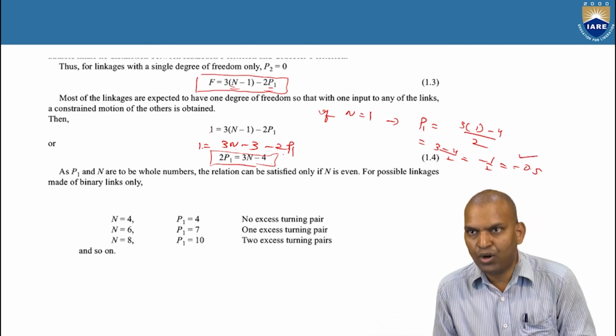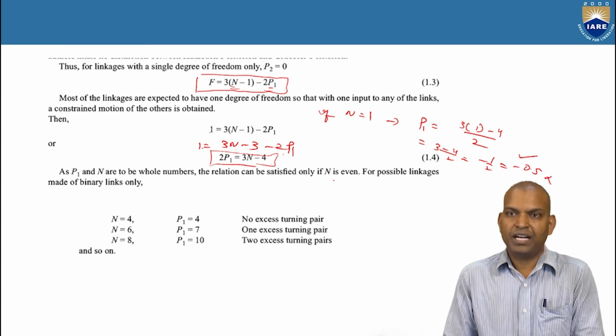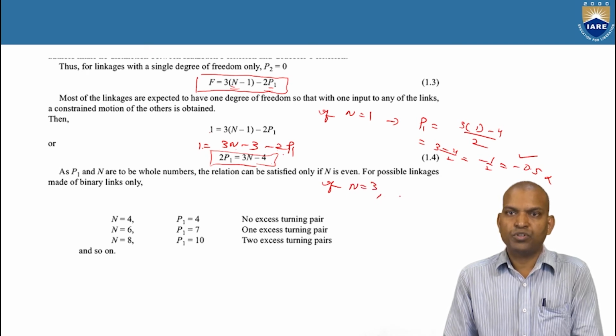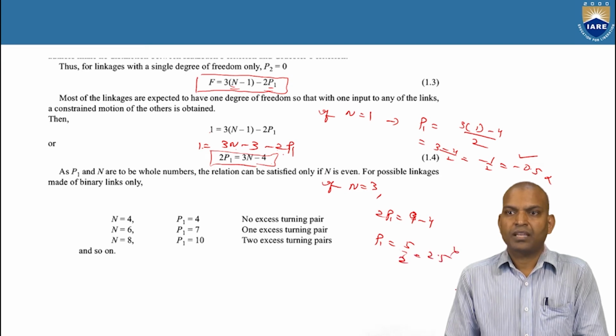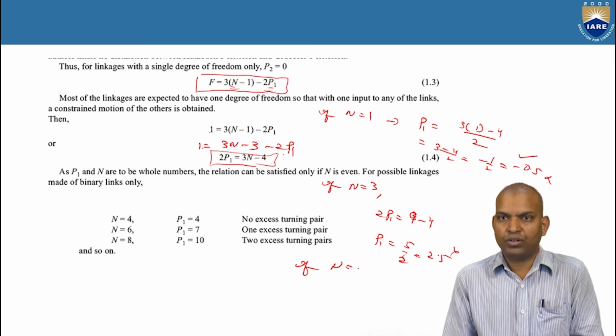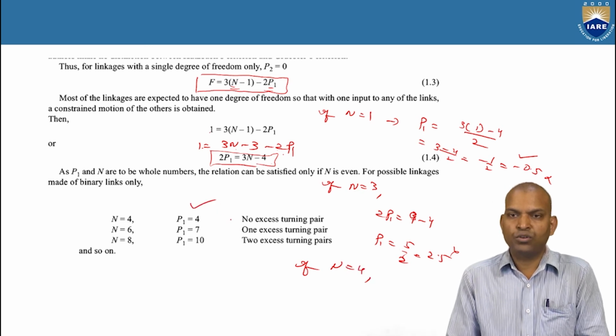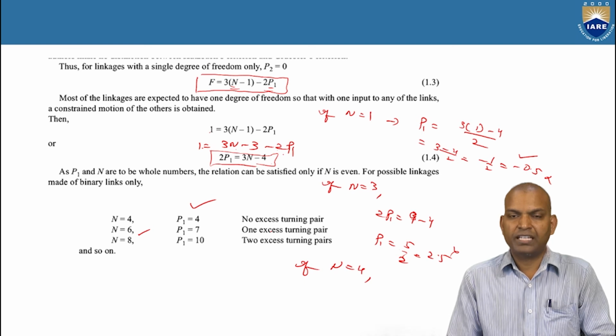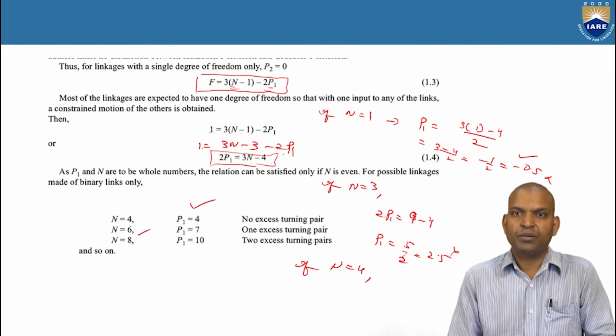So n equal to 4 is where it begins, because of the 4 bar mechanism. Suppose if n equal to 3, substitute in that formula, then 2p1 equal to 3 into 3 is 9 minus 4, that is p1 equal to 5 by 2, that is 2.5. Next, if n equal to 4, then p1 becomes 4, that is no excess turning pairs. If n equal to 6, p1 equal to 7, one excess turning pair. Like that we can find out the number of turning pairs by substituting the number of links in place of n in this formula.